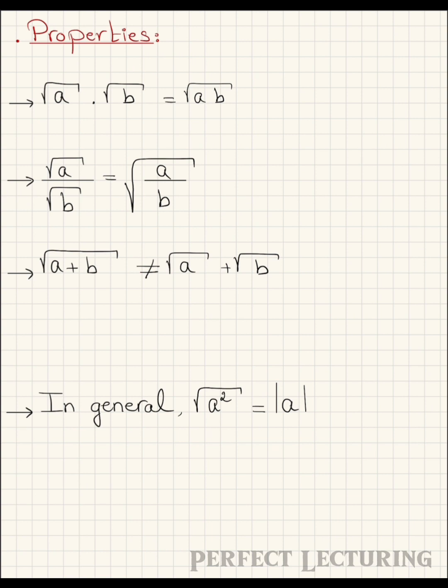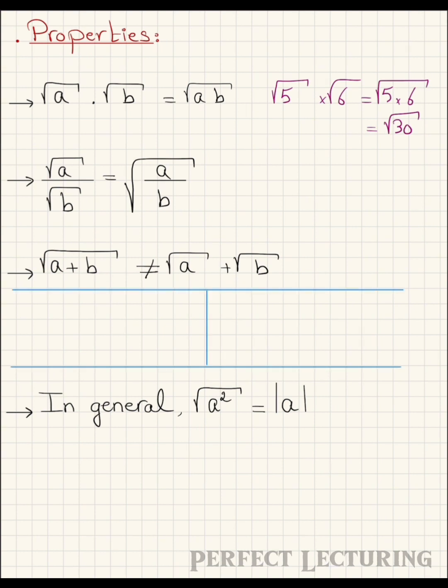Now what are the properties of a square root? We start. The product of two square roots is equal to the square root of the product. So for example, if you have the square root of 5 times the square root of 6, we can write it as the square root of 5 times 6, which is the square root of 30. Same thing for the quotient, but this does not apply for the sum and difference. And I'm going to give an example.